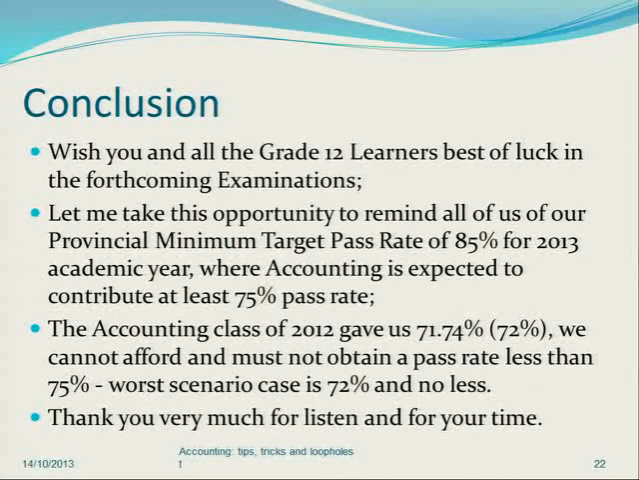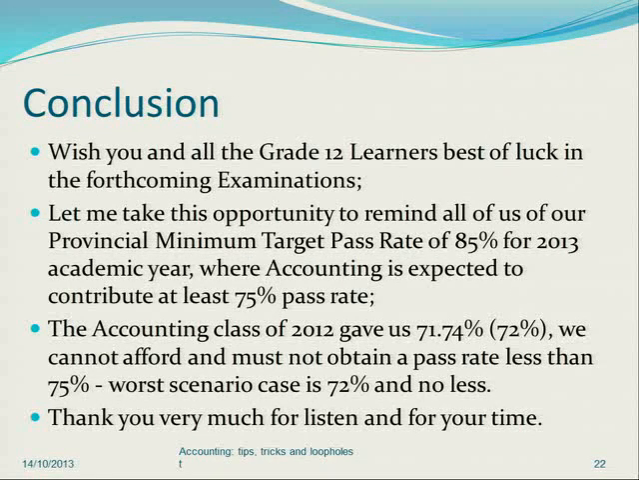In conclusion, I wish you all the best of luck in the forthcoming examination. I also need to remind you of our provincial minimum target pass rate. The overall pass rate is 85% for this year, and accounting is expected to contribute at least 75% towards that pass rate. So we cannot afford to obtain anything less than 75%. The worst case is that we cannot afford to obtain a percentage less than 72%. Remember, last year we obtained 71.74%, rounded off to 72%. We cannot obtain anything less than that.